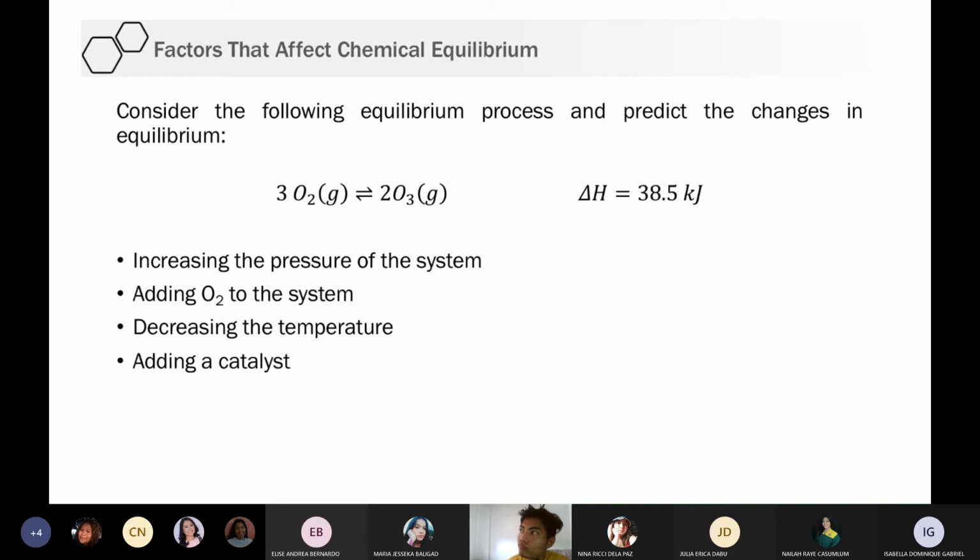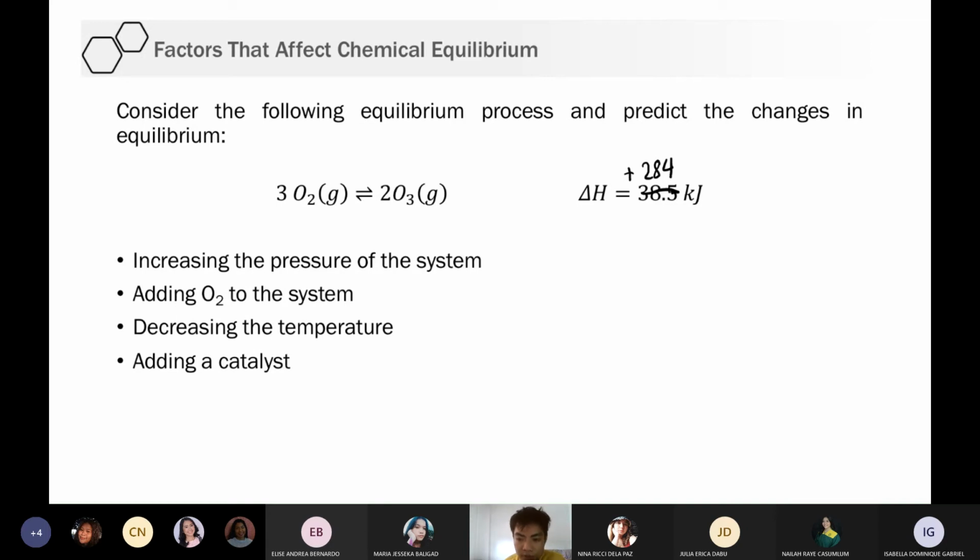Next item. Okay, so we have this equation here. I have a typo in the delta H. Sorry for that. Let me recheck what the value of my delta H is. Wait, there's a typo in delta H. I'll upload this again. Okay, so let me correct that. It's positive pala. 284 kilojoules. So that would be 284 kilojoules. That's it. It's still positive.